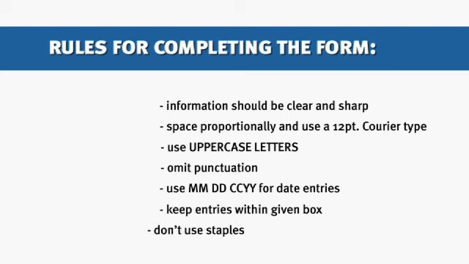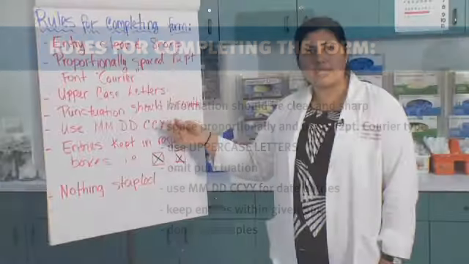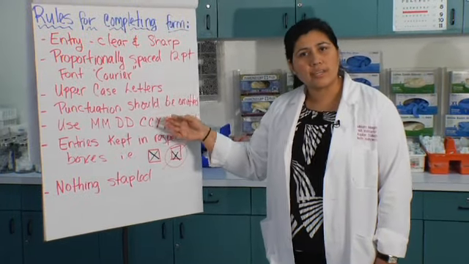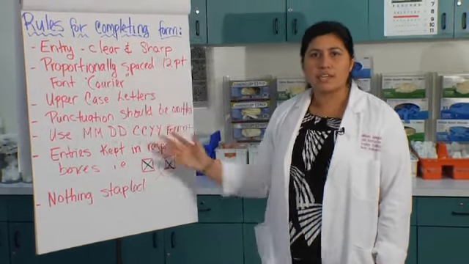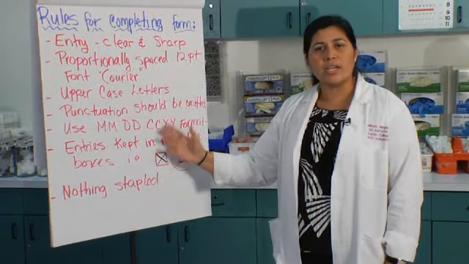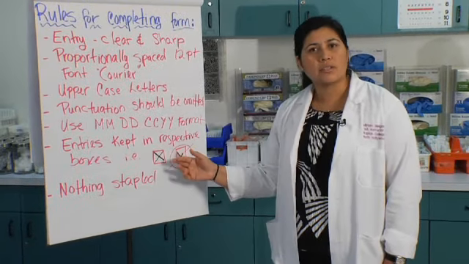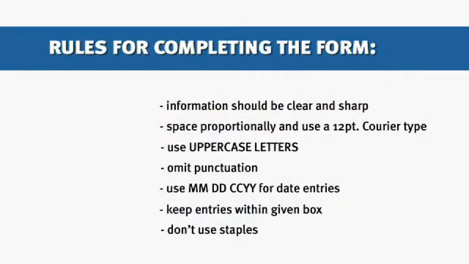And we need to make sure that we don't staple anything. This claim is going to be scanned. What they use is called Intelligent Character Recognition, or ICR. If we have any errors on the claim, when they scan it, we run the risk of rejection. So we need to ensure that we follow these rules.